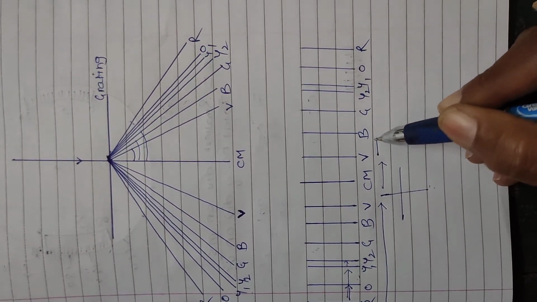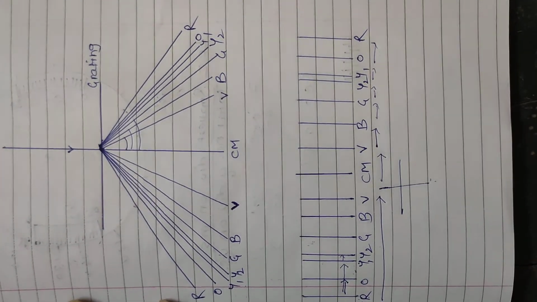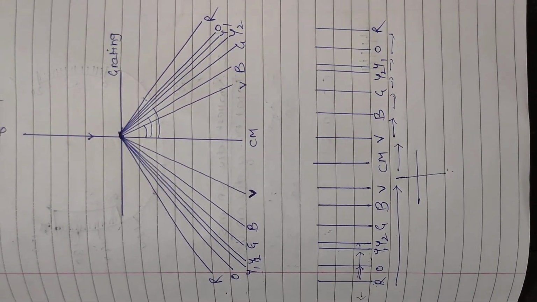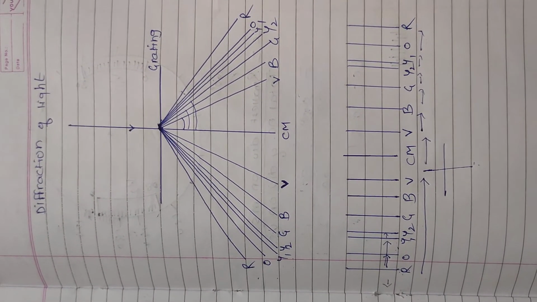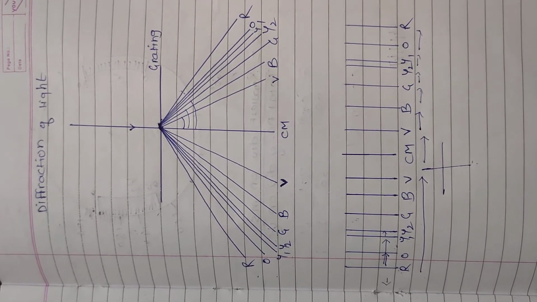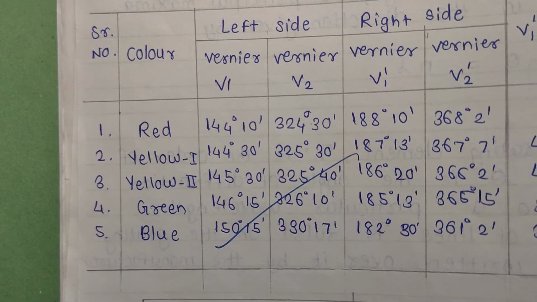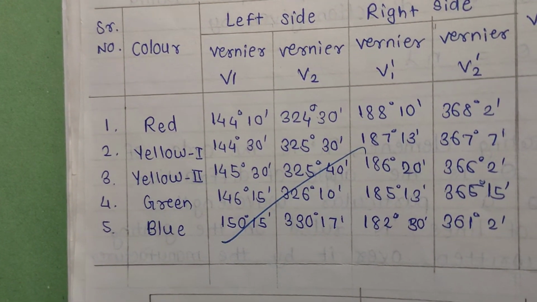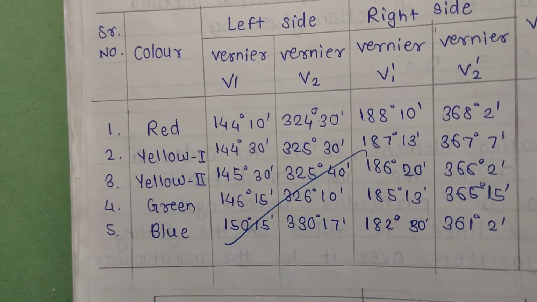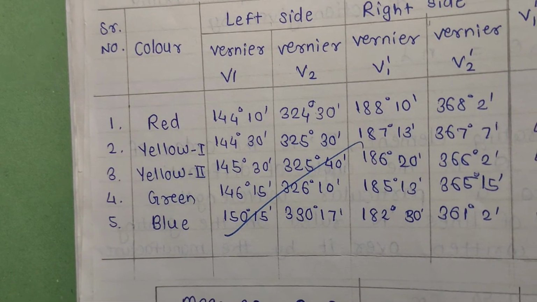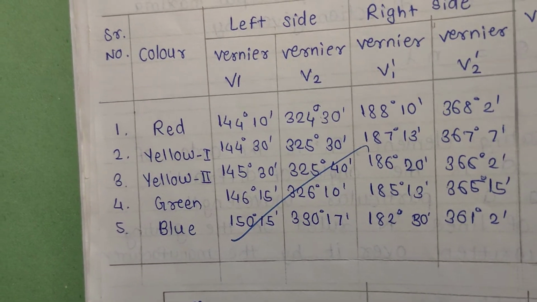Then we will go to blue, then to green, then to yellow 1 and red. Each time, we are overlapping our vertical cross wire onto that particular color line, locking our telescope, and recording the readings through the two vernier windows simultaneously, which are provided on the circular scale. See, these are the actual readings for different colors in the first order spectrum, and we have recorded left side vernier V1, V2, and right side vernier V1 dash and V2 dash.